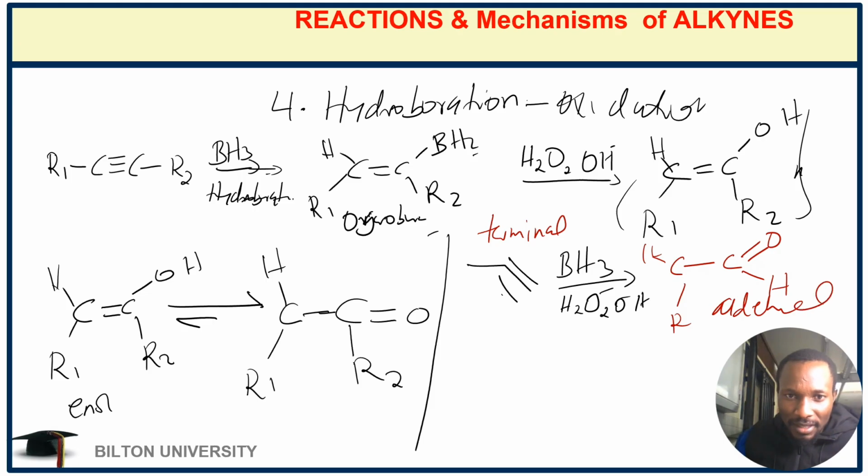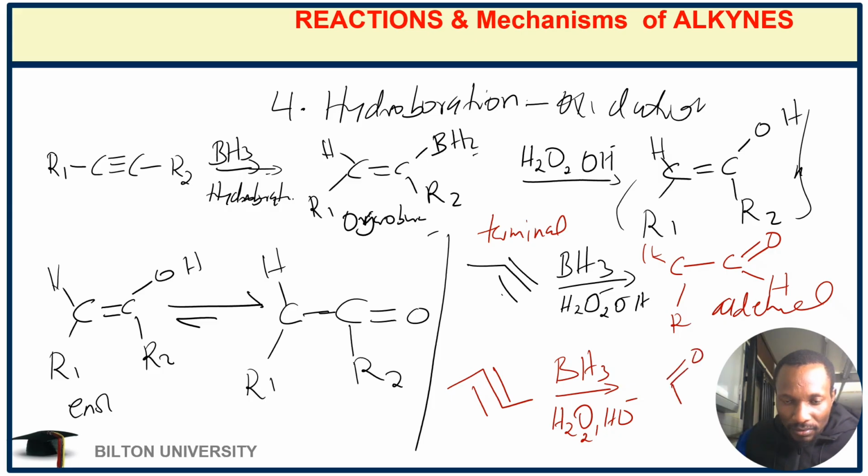And if it happens that you have an internal alkyne, then you do hydroboration followed by oxidation, and then you are going to have a ketone. This is a carbon, and then that one. Okay, so this is H, and that. So you can form a ketone.